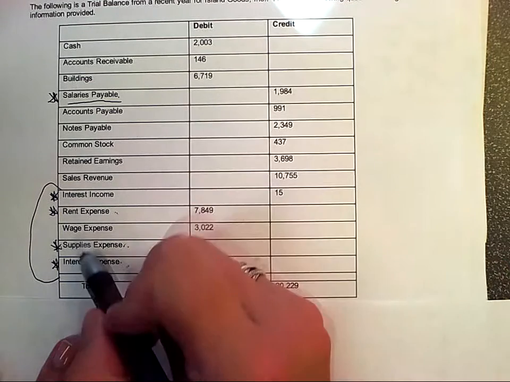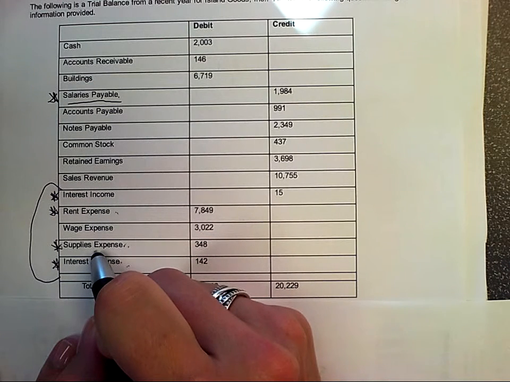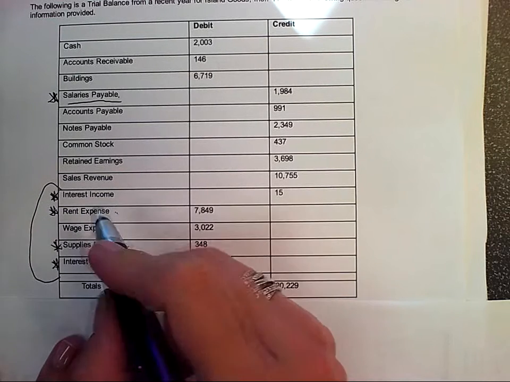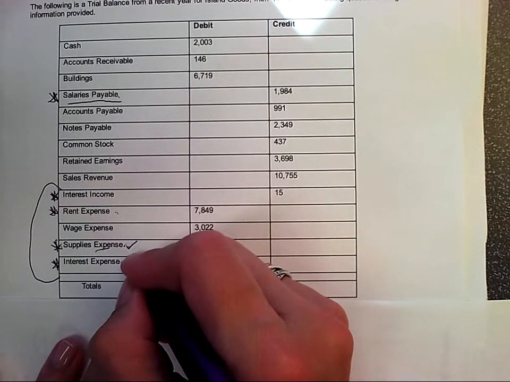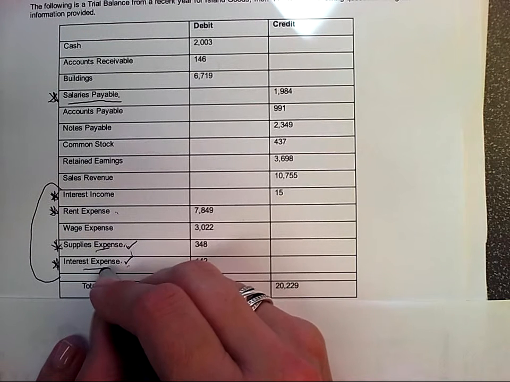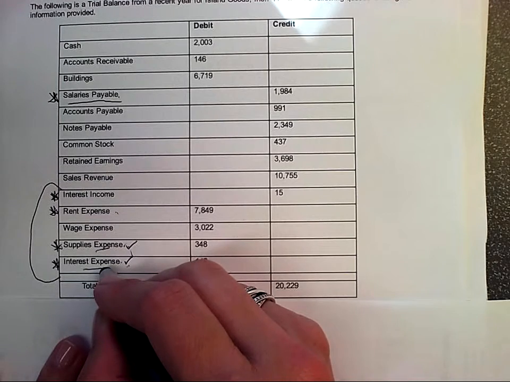Why? Supplies are not expensed until they're used, and we don't expense them until the end of the year or when we make financial statements. So the expense is done through an adjustment. So if you see an expense, you can assume it's been adjusted. Likewise, if you see interest expense, again, we don't book interest expense until the end of the year or when we make financials, and it's made through an adjustment.